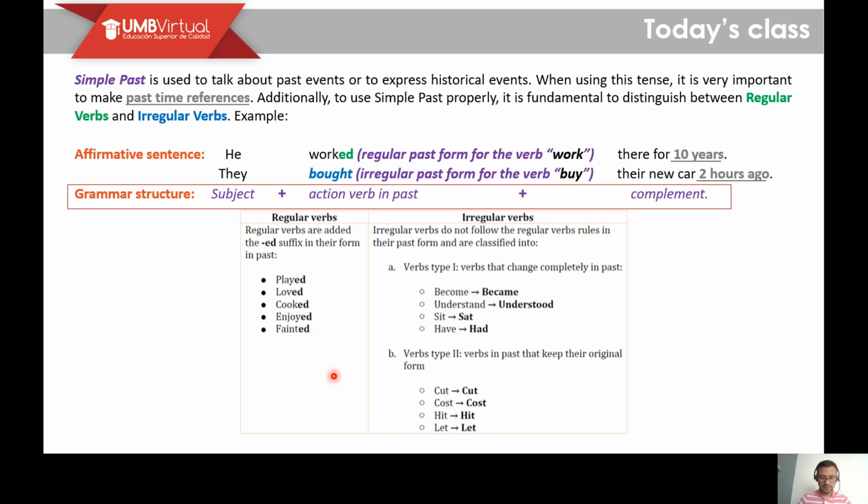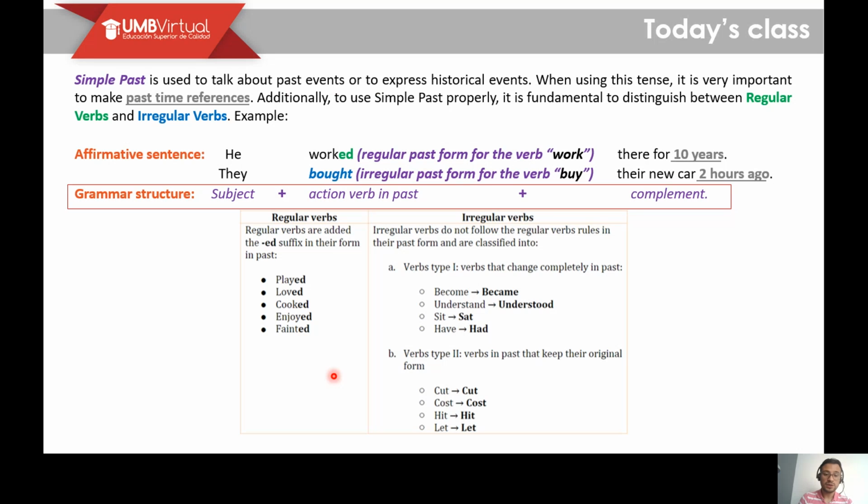And the next topic is simple past. And remember that simple past is used to talk about past events. Yes, the minute or the second ago, it's already past. So those things that happened or were like historical events. When we use this tense, it is important to make references, yes, to use some specific words that help us to give the reference to the past. We are going to see those references.